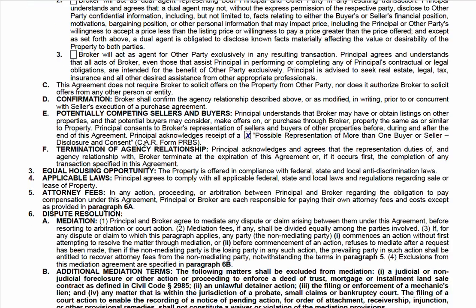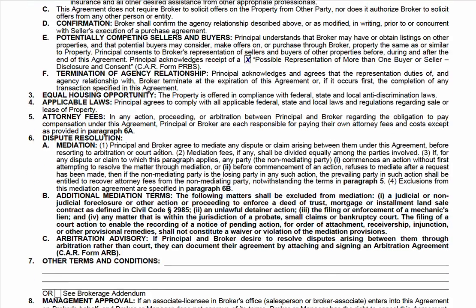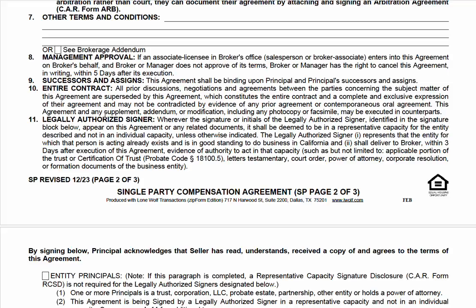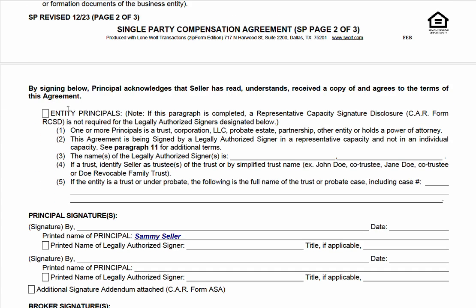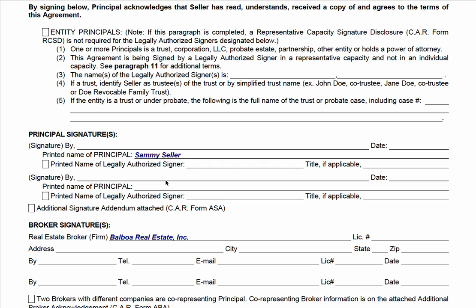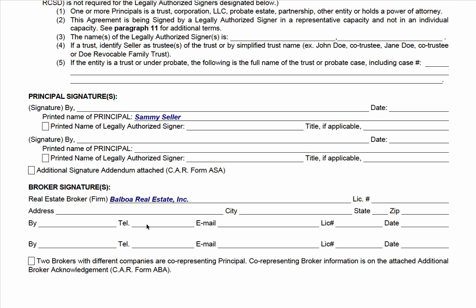And then there's some statutory advisories and disclosures and a mediation clause, which is good. It protects everyone. And that's pretty much it. If there's an entity, meaning that someone on here is not an individual, but an LLC or corporation, you check this box and put it in here. And then the principal is going to sign, and then the broker is going to sign. So that's really it for this form.